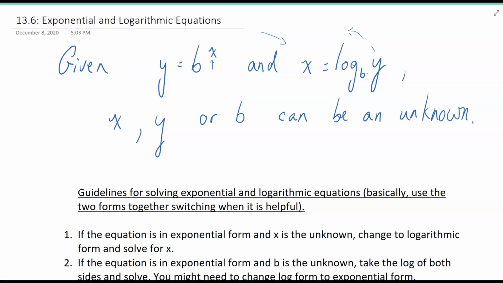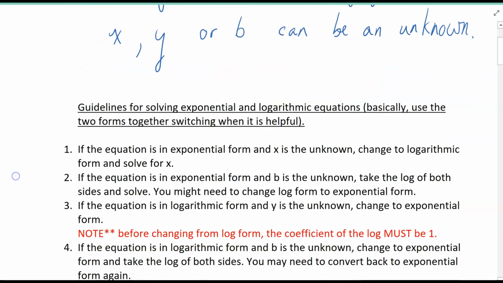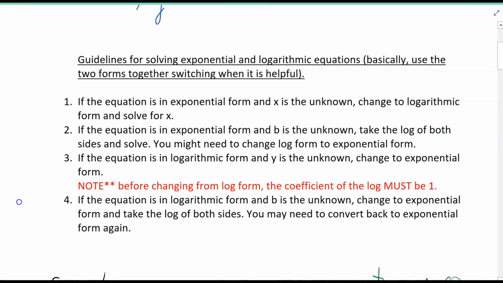So we use a lot of switching back and forth in order to solve these kinds of equations, and that's why initially when I introduced logs to you, I said it's very important to be able to switch forms. Any of these three variables can be the unknown, x, y, or b. So I've written out some guidelines for solving exponential and logarithmic equations.